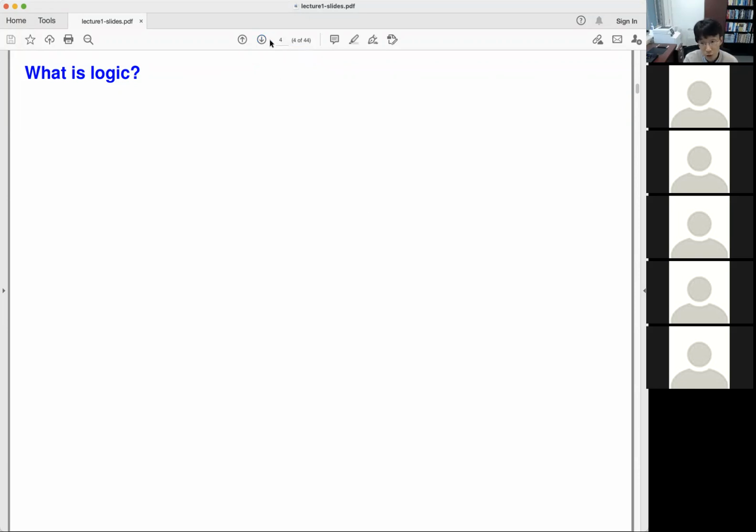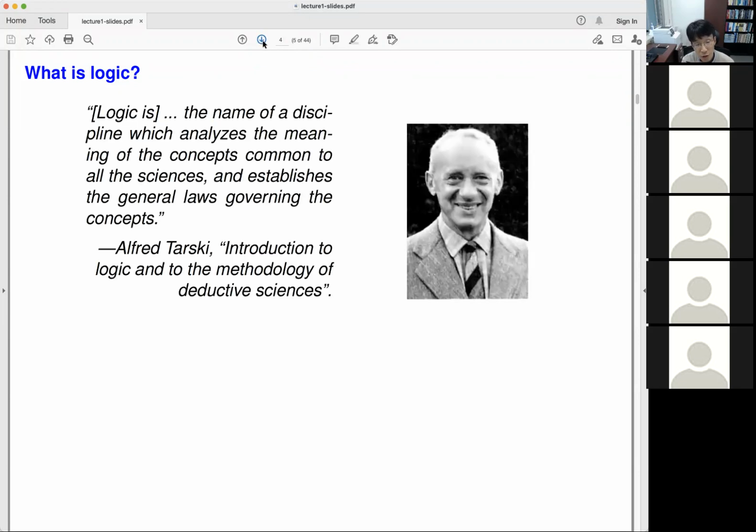So a good starting point is to look at what famous logicians think logic means. Here's a quote by Tarski. I think most of you haven't heard about Tarski. He's a founder of one big branch of modern logic called model theory, and he's also regarded as one of the great founders of modern logic. He wrote a book or an article on logic, and in his write-up, he gave a kind of definition of logic.